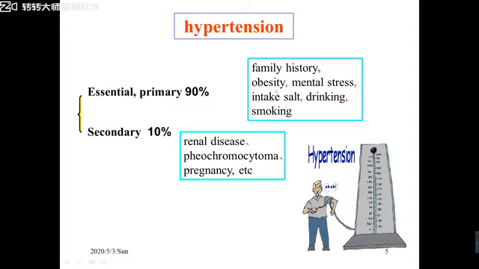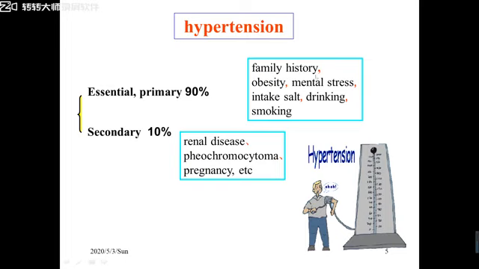And the second one is obesity. Yes, obesity is a high risk factor not only for hypertension but also for hyperlipidemia and hyperglycemia. And the next one, mental stress. I think each of you has had this experience. If later you have an examination, and you are anxious, and you test your blood pressure, you will find your blood pressure higher than normal. Why? Because mental stress can increase blood pressure.